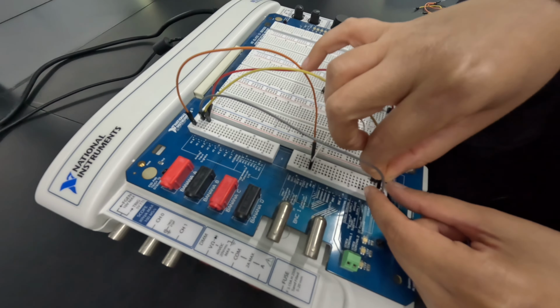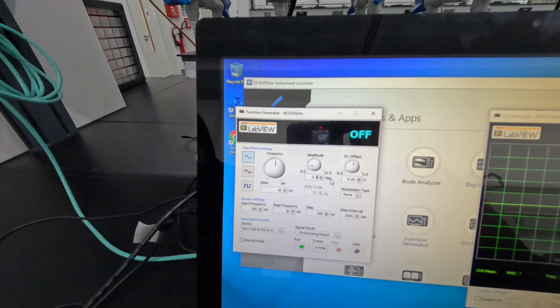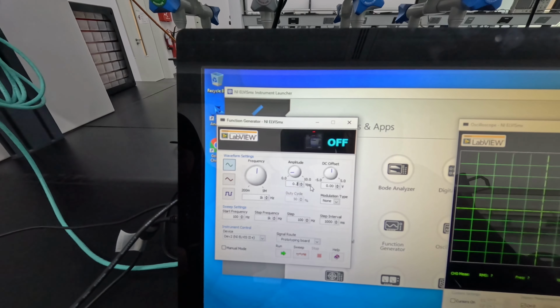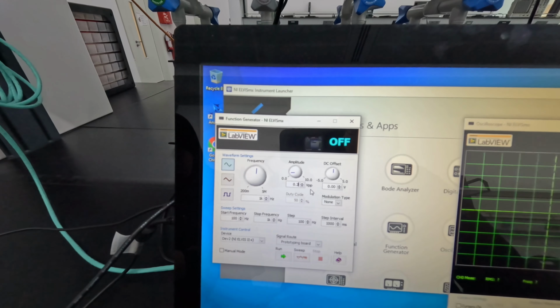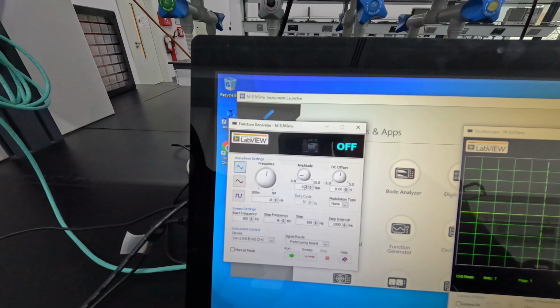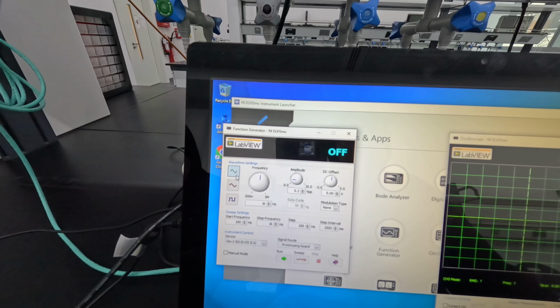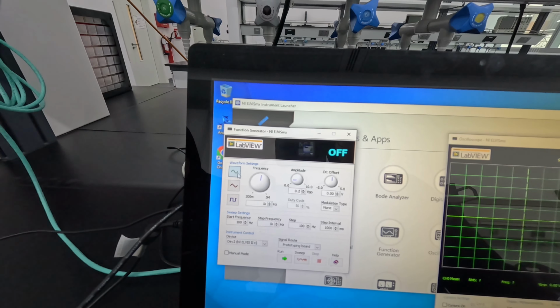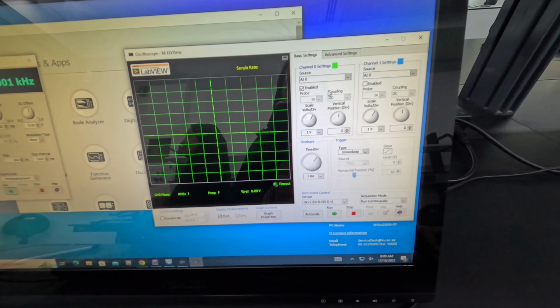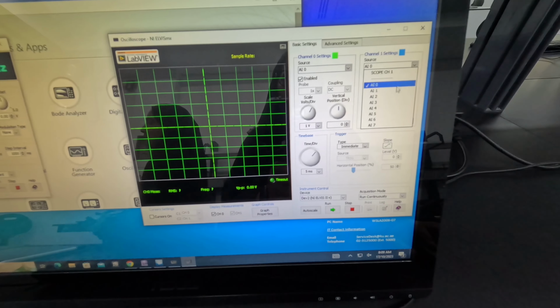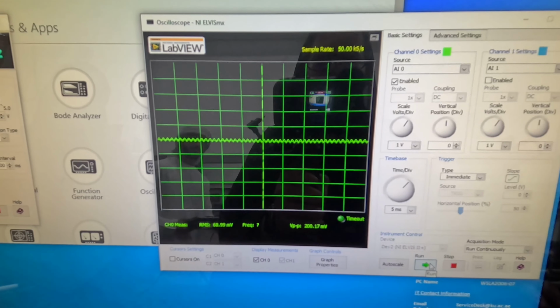I'm only going to change the frequency, and here the amplitude is 0.2. Notice 0.2 V peak to peak. So if somewhere else it asks you about the peak voltage, it's going to be half of this. And this is the sine wave, it's by default. Now I run this, and then here we're going to look for AI zero and AI one, and then run.